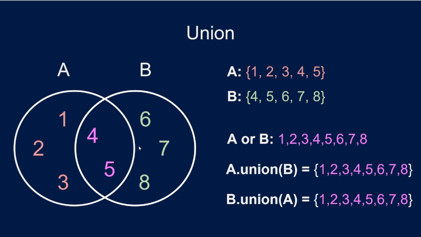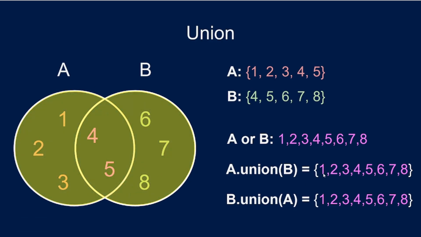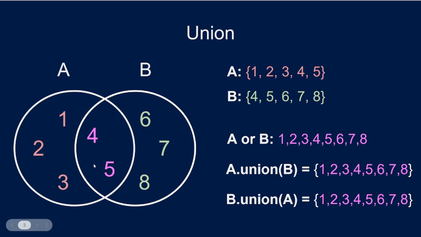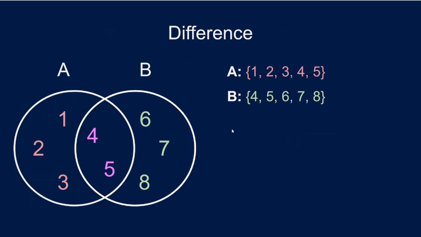If you look at this example here, all numbers 1 through 8 will be represented in the joined set. However, 4 and 5 will not be duplicated because sets don't have duplicates. The difference method returns a set of all elements that are unique to the original set. You can think of this as A and not B.